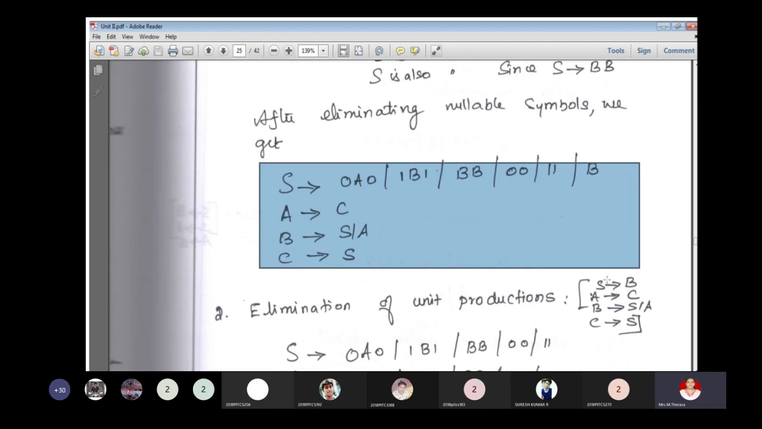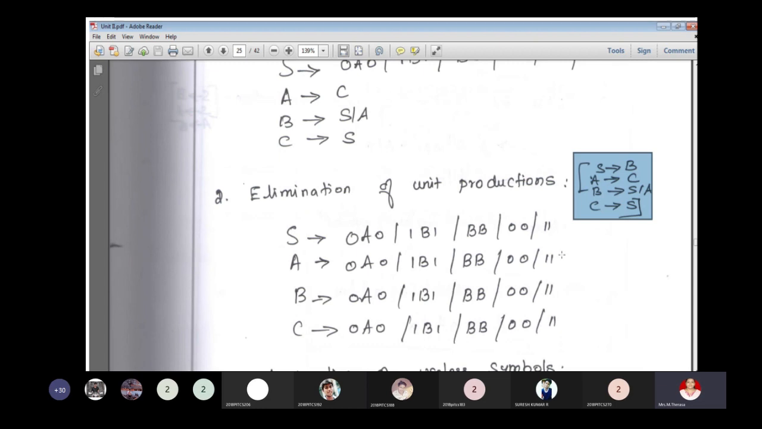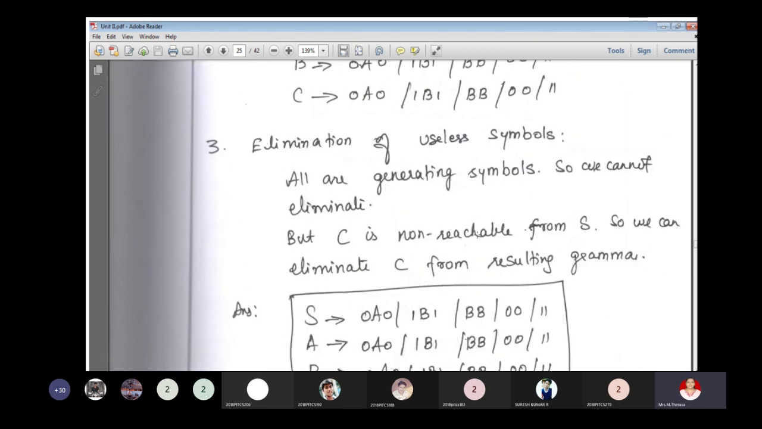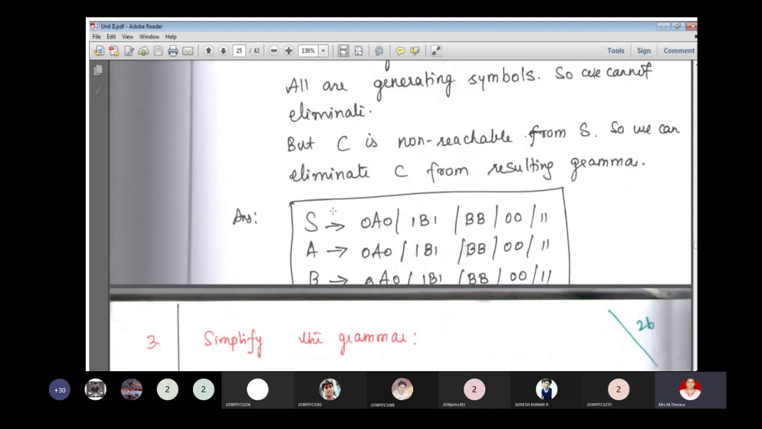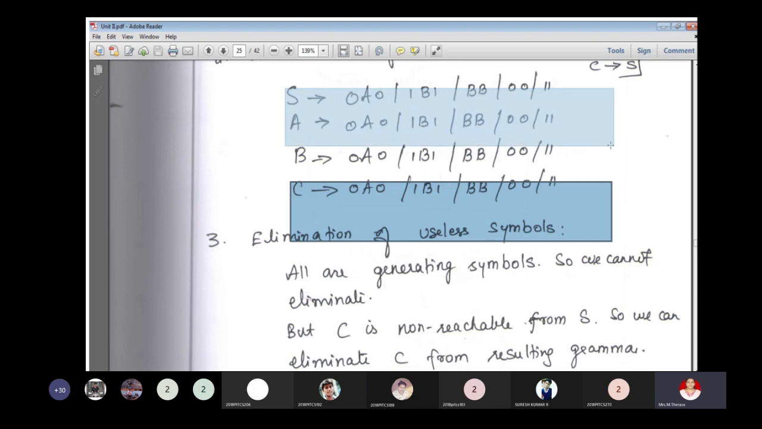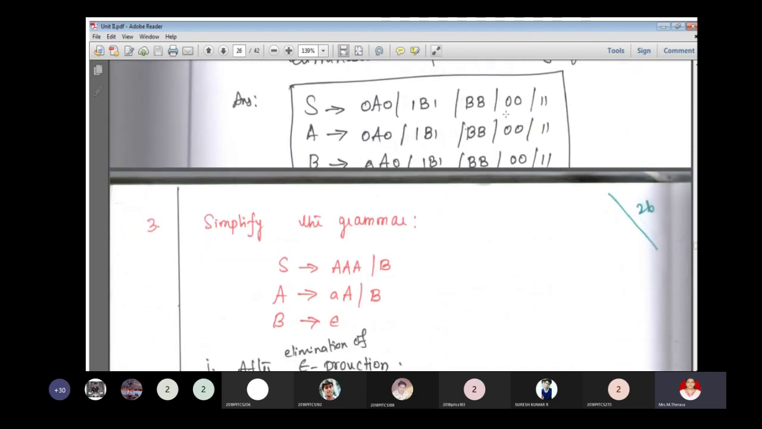Next, what you have to do, you have to eliminate the unit production. So these are all the unit productions you have. Okay, so you can substitute all those bodies and you can eliminate. At last, you have to eliminate the useless symbol. So all are generating, but C is not reachable from A. So at last you can eliminate the C production. So this is the thing you can get at last.